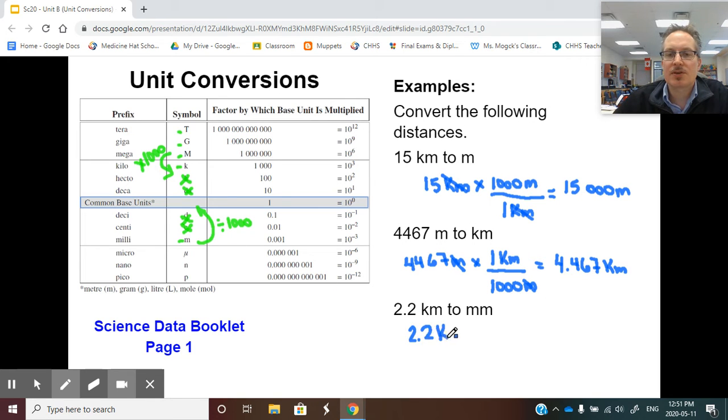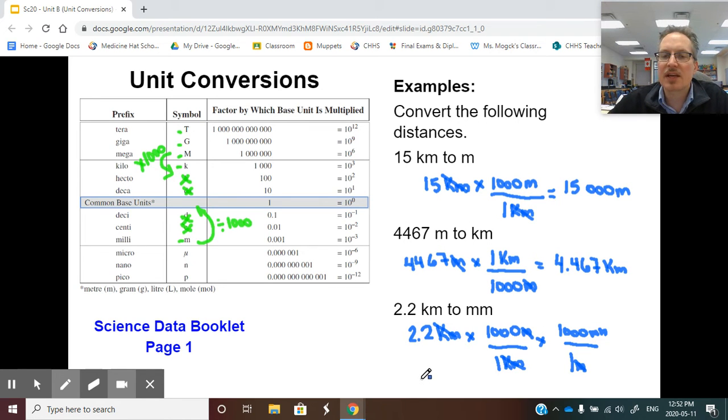So 2.2 kilometers. We're going to go from kilometers to meters, and then from meters to millimeters. We know that there are 1,000 meters in 1 kilometer. So now my kilometers cancel out. We also know that there are 1,000 millimeters in 1 meter, right? Because we went from kilometers times 1,000 to get to meters, times another 1,000 to get to millimeters. So every step we go, we multiply by 1,000.